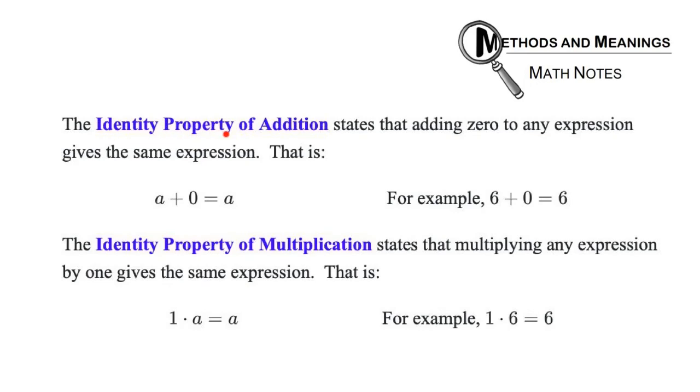The identity property of addition says that you can take any number, add 0 to it, and you still get the same number. The identity property of multiplication says that you can take any number, multiply it by 1, and the number is the same.